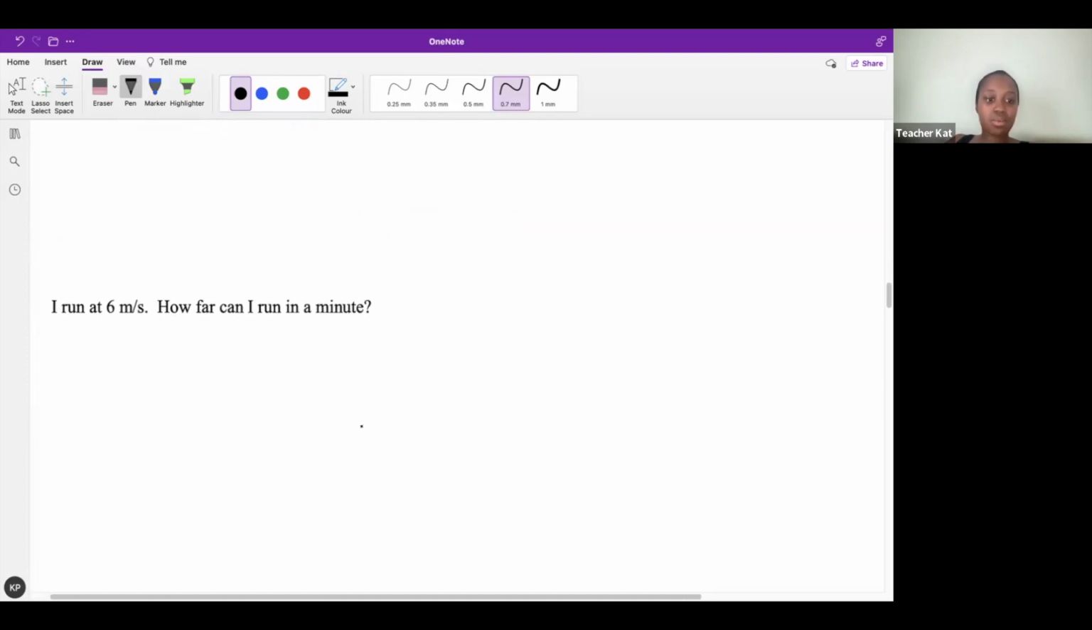This is back to normal ones. Okay, I run 6 meters per second. How far can I run in a minute? Firstly, we have a problem because we have 2 different units here. So we have to change these to the same unit.